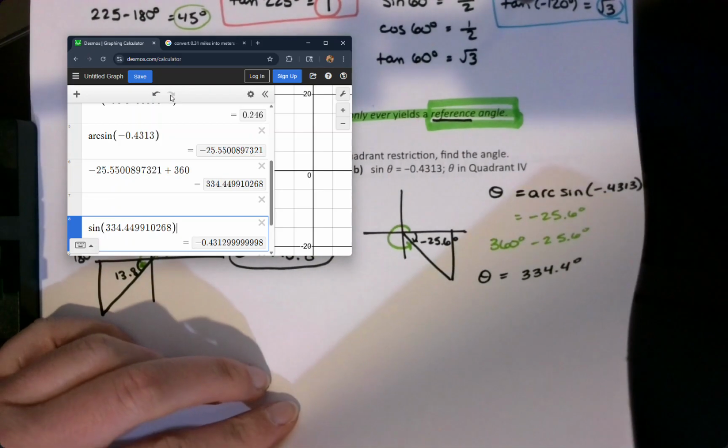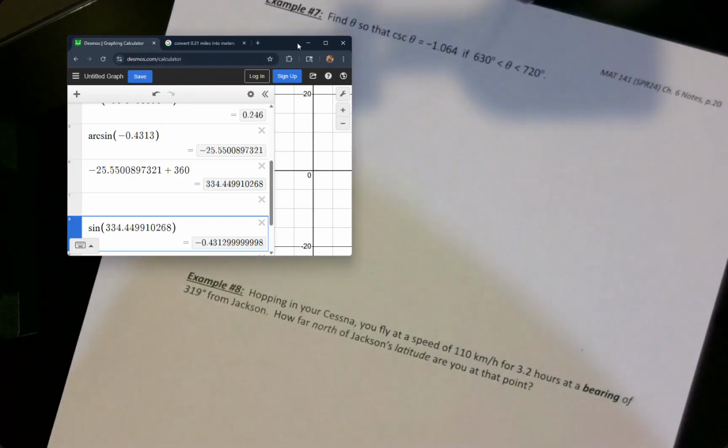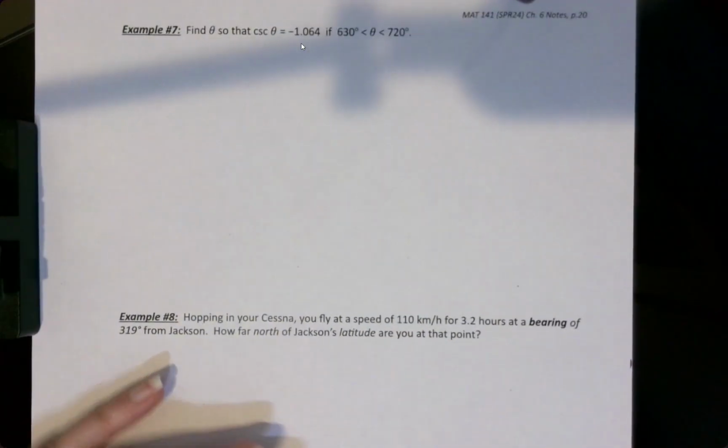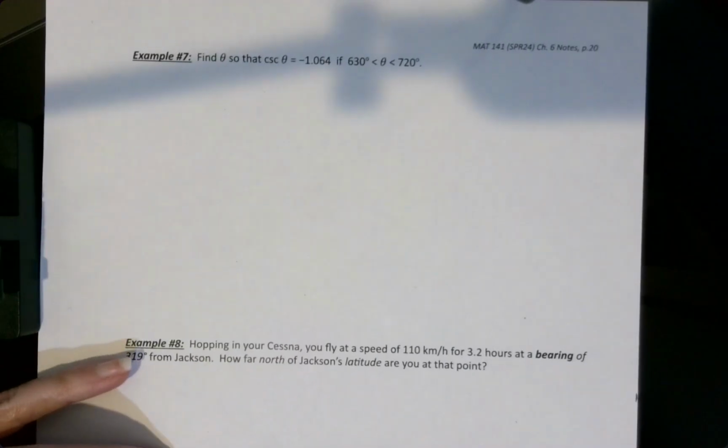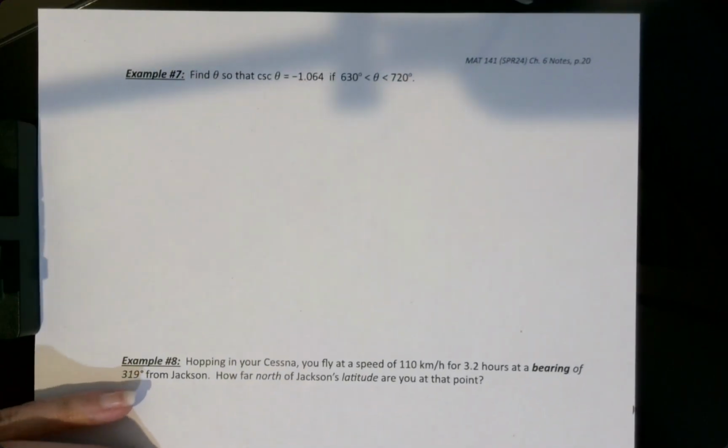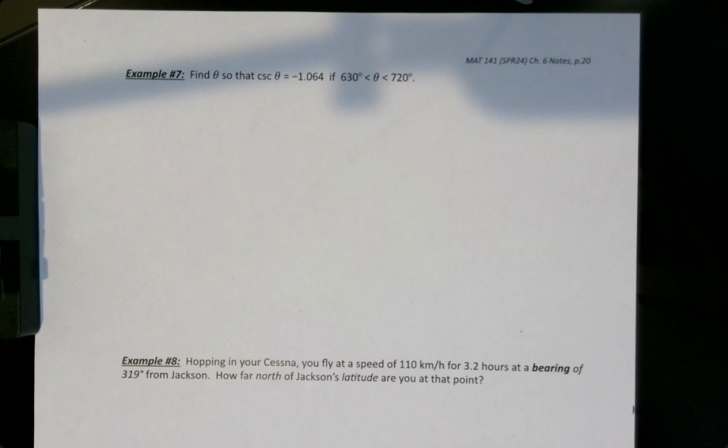Coming up on our last page here, let me get rid of decimals. We now need to find an angle so that the cosecant of that angle is negative 1.064, and that angle is in between 630 and 720 degrees.